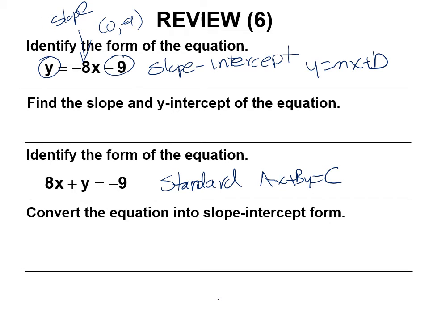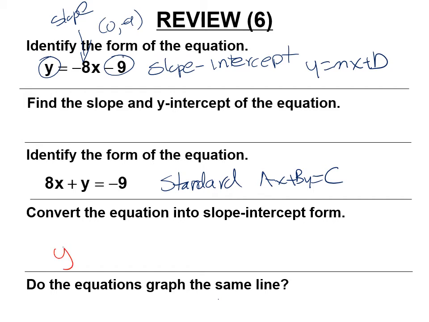All right, so we're going to convert that into slope-intercept, right? So we have to get y by itself. So let's do that. We're going to subtract 8x from both sides. This is an easy one. Y equals -8x minus 9.